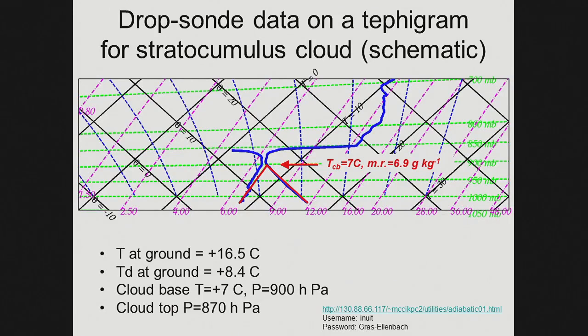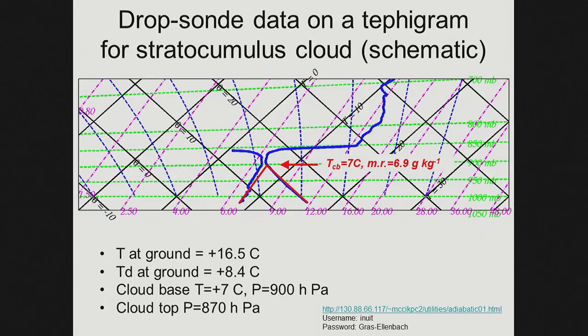So cloud base from the tepigram, we can read off, it's about 7 degrees Celsius, and the vapor mixing ratio at cloud base, if you put a ruler on here and figure out how far between 6 and 9 this point is, it's about 6.9 grams per kilogram. So that's the saturation vapor mixing ratio. So I told you also that the cloud top temperature, 870 hectopascals.